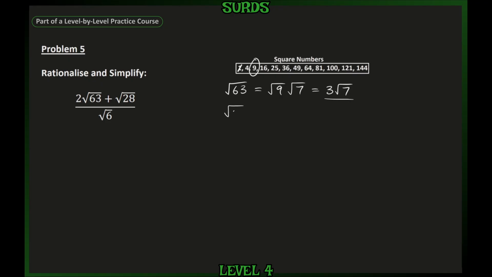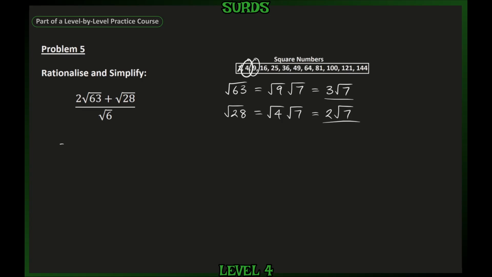Moving on to the square root of 28. 28 can be written as 4 times 7, and 4 is a square number. So we can rewrite this as the square root of 4 times the square root of 7. And because the square root of 4 is 2, this becomes 2 root 7. Now looking at the square root of 6, we can't multiply together two numbers to make 6 where one is a square number. So this means that we can't simplify this surd at the moment.